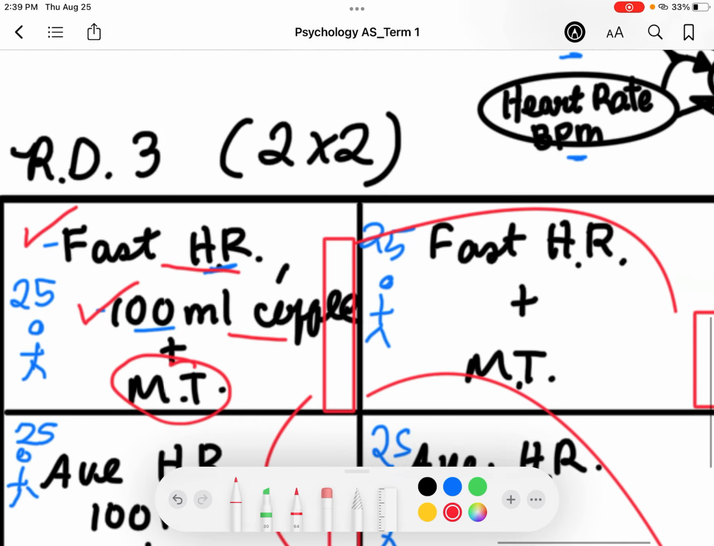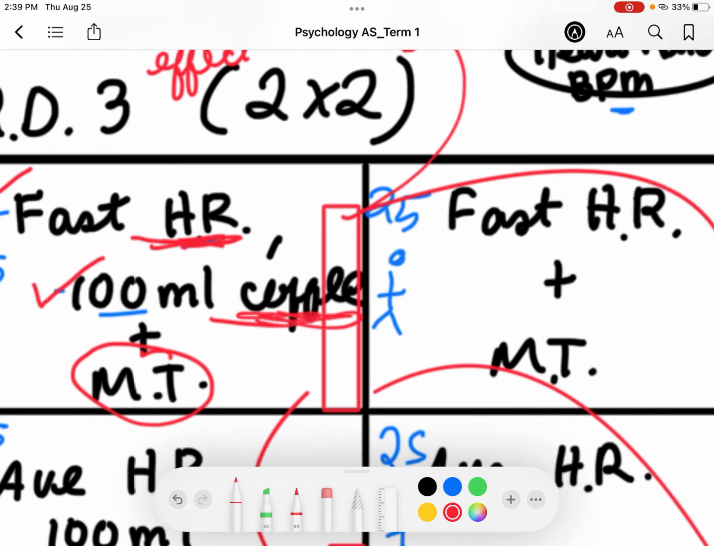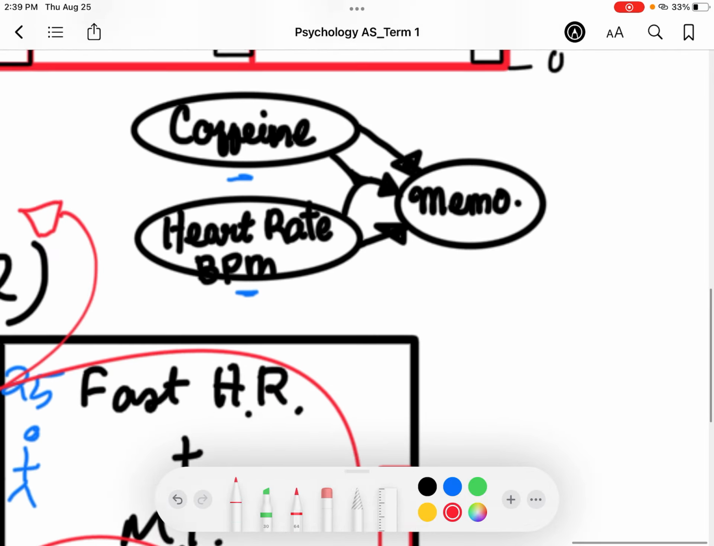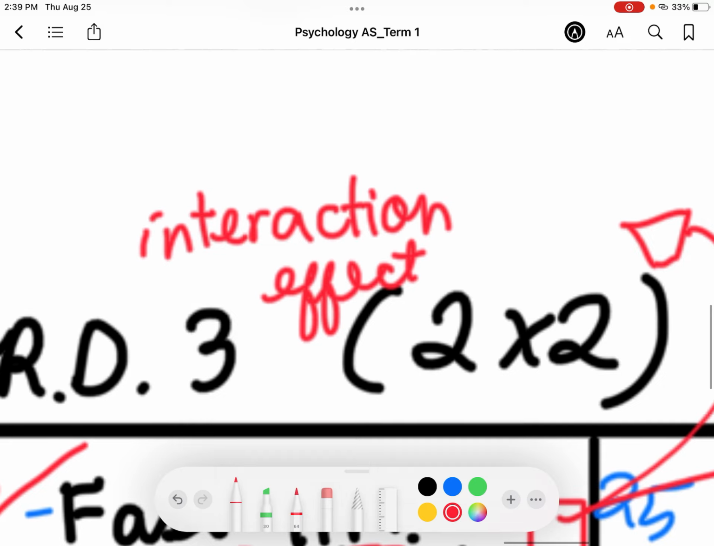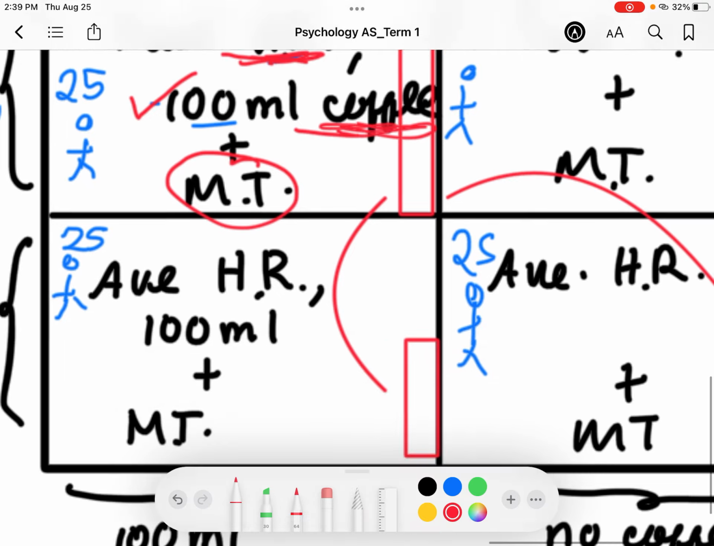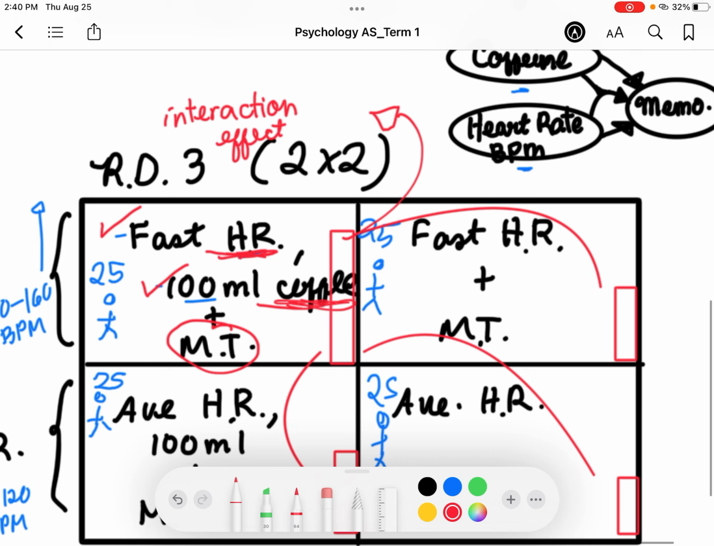It means that there is what we call an interaction effect. The two independent variables. One moment, let me just write it down. The two independent variables, the presence of coffee, right, and the heart rate, combined in creating a significant increase in memory ability in the digit span test, which means there is an interaction effect. Because look, it's different from just fast heart rate and just 100 ml, but together much better.